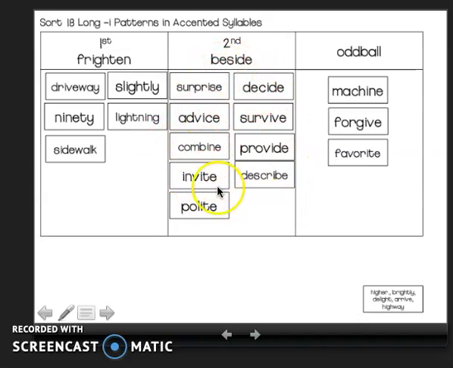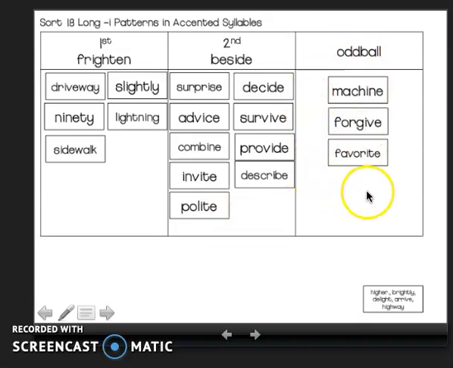Here all of these words, that I sound should be in the second syllable, and that second syllable should be emphasized just a little bit more. Let's read them over to make sure that's right. Beside, surprise, decide, advise, survive, combine, provide, invite, describe, polite. Hear it? Second syllable every time.